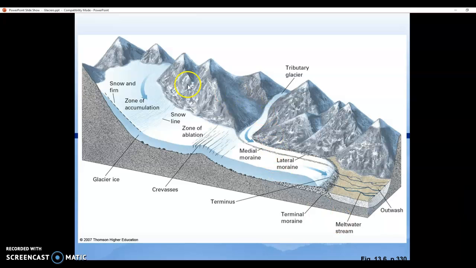All right, so we'll see this picture again. It shows some of the features and the different zones of accumulation and ablation. So we'll return back to this, but we see a lot of the characteristics of a glacial area. Even if the glacier is removed, those characteristics remain behind. And so there's a difference between an area that was glaciated and an area that was formed more from rivers.